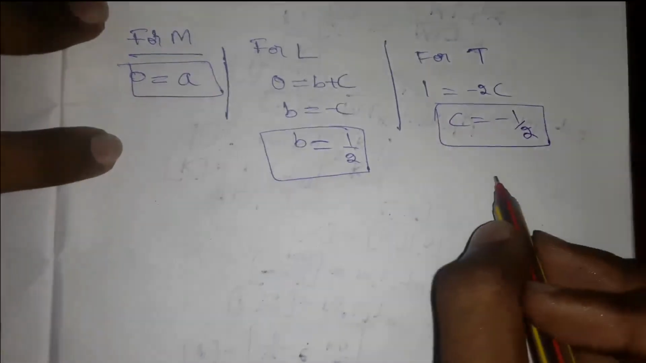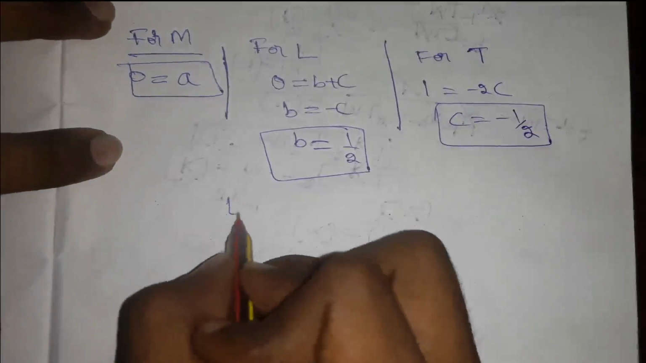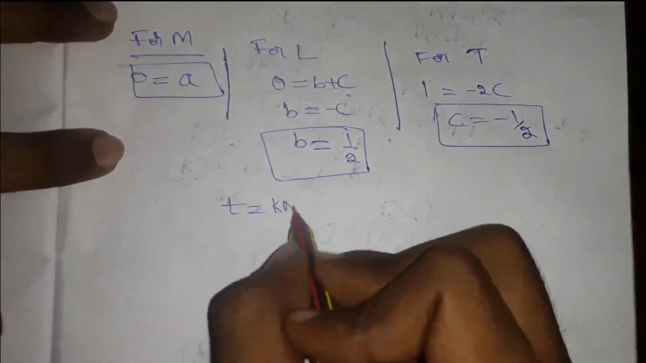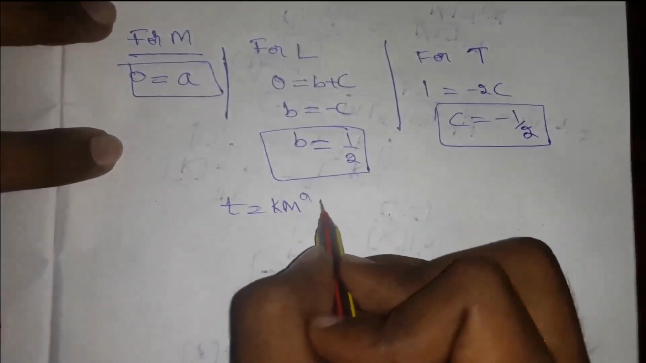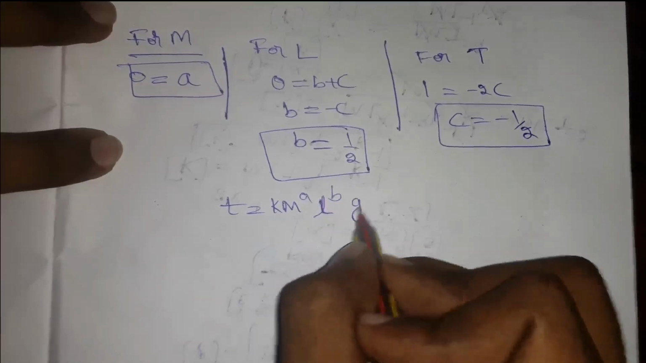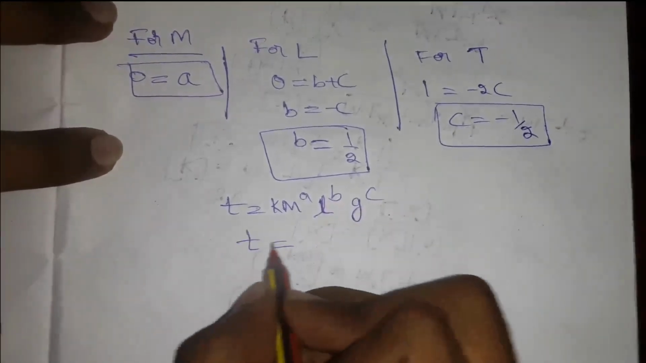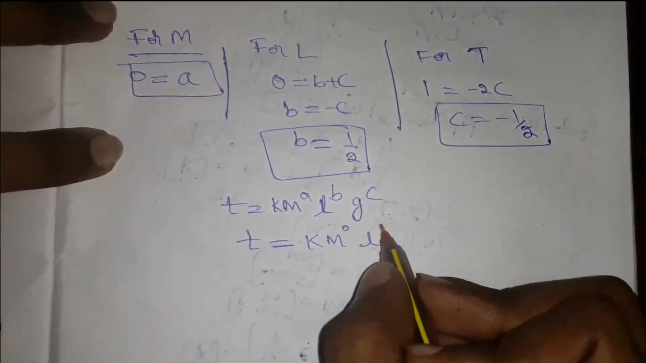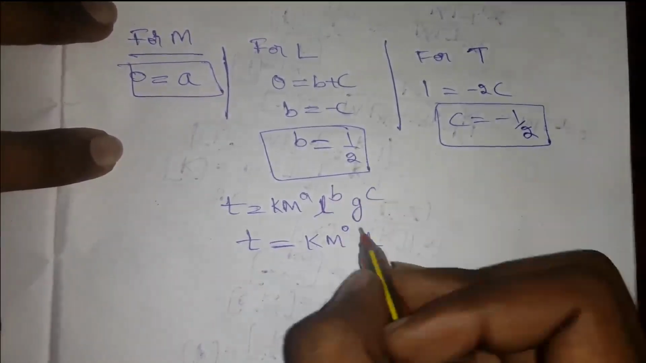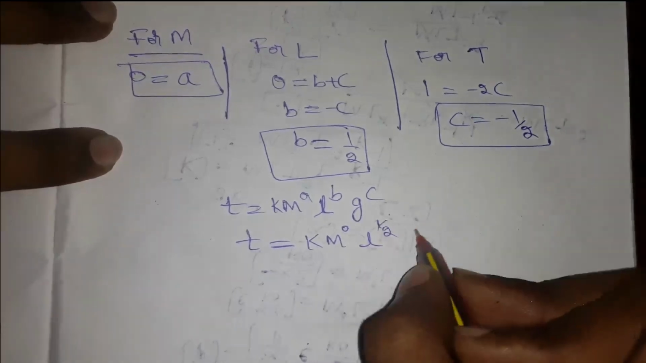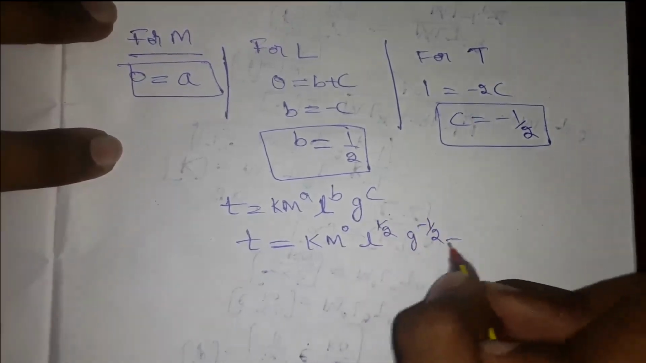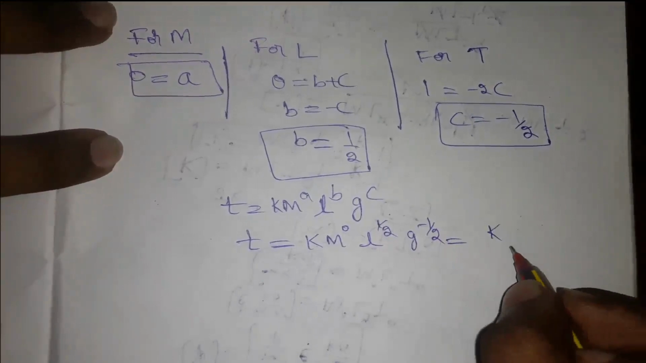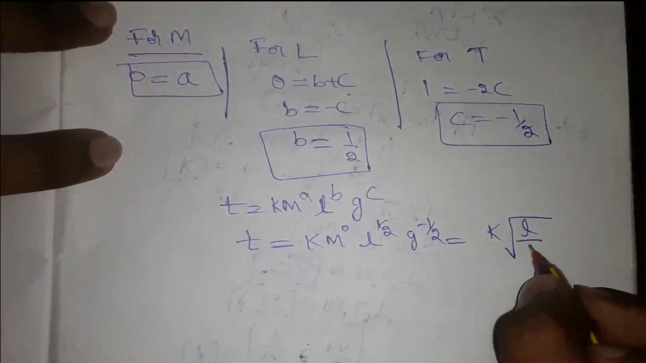So we substitute this in the equation T is equal to k M power a, L power b and g power c. When we substitute it, we get k M power 0, L power half and g power minus half. When we simplify it, we get k root of L by g.